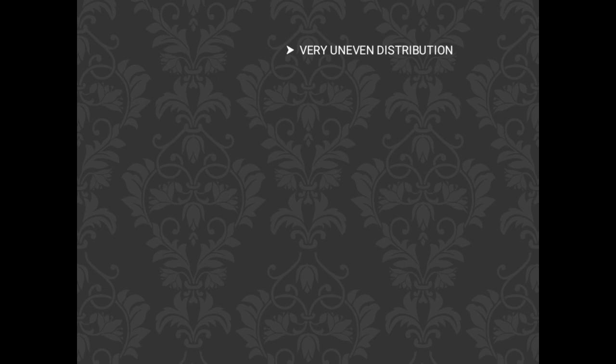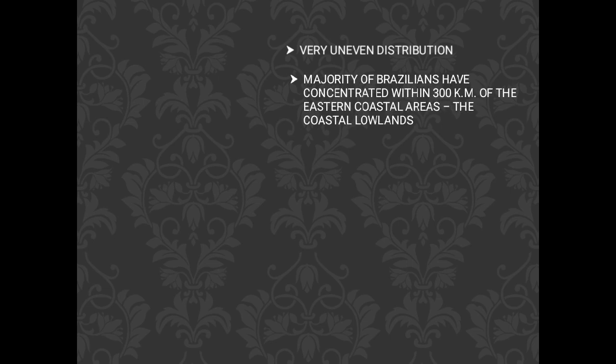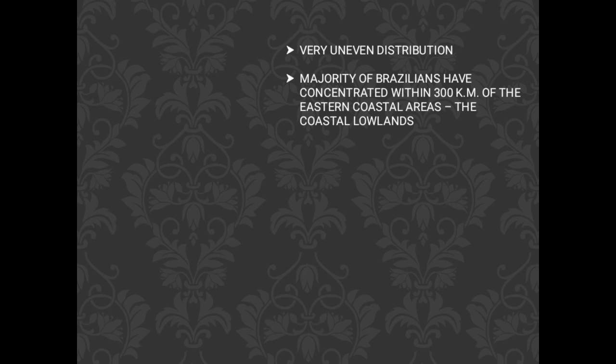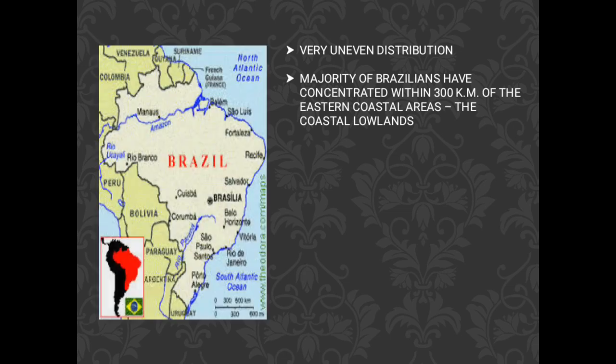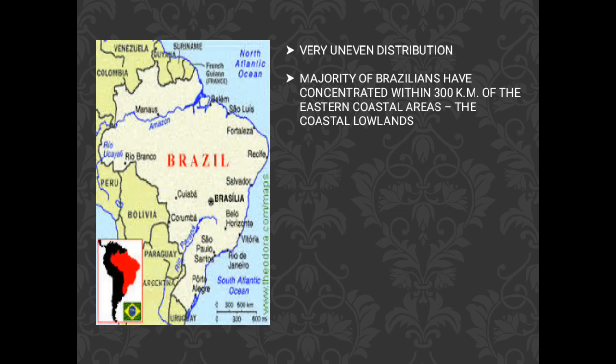The distribution of population is very uneven in Brazil. The majority of Brazilians have concentrated within 300 kilometers of the eastern coastal areas, also called the coastal lowlands. Therefore, agriculture and industries have flourished well here. As a result, higher density of population is found here.